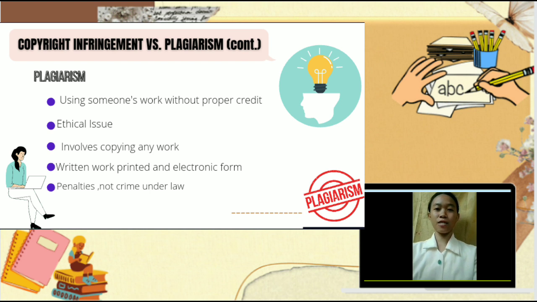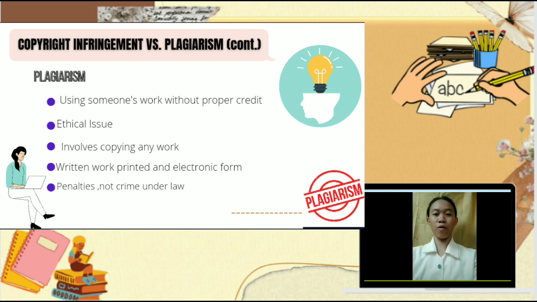So, plagiarism. Plagiarism is using someone's work without proper credit. This is an ethical issue, in which an ethical issue is meant as an occasion where a moral standard is questioned. Academics and researchers consider plagiarism a violation of ethics because it is unfair for a researcher to take credit for another person's intellectual property.